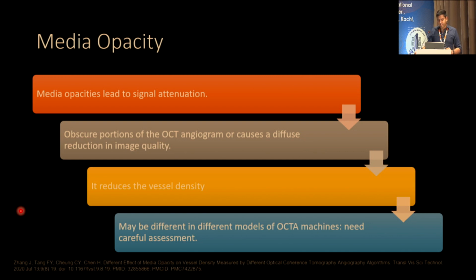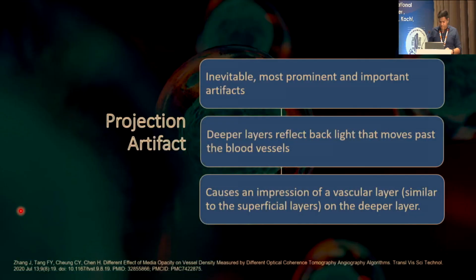It may be different in different models of OCT machine, but once you start using a machine, you need to analyze the image over time, and then you can actually reduce these media opacities, or you can even try to figure out how to take the scan, or how to shift the machine to get a better scan, avoiding the media opacity.